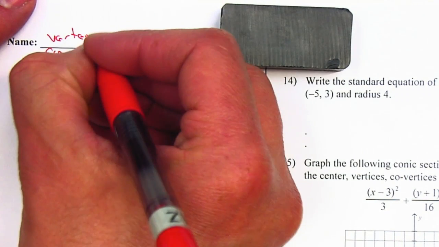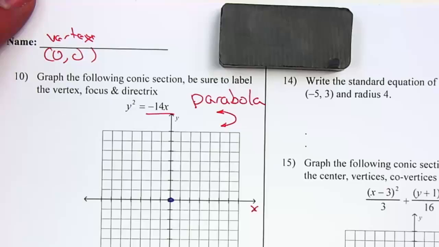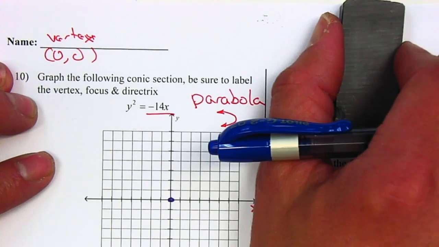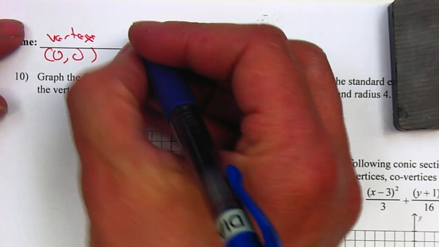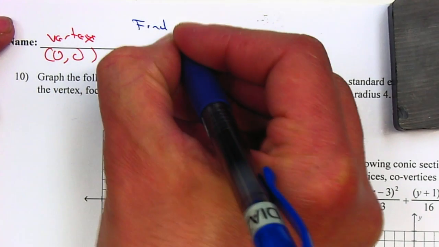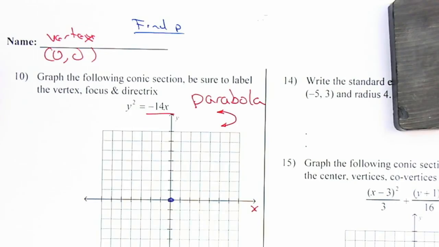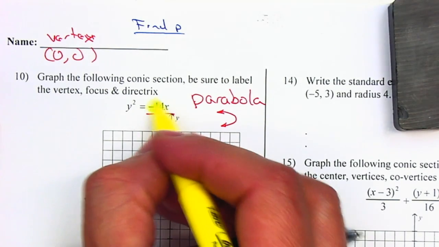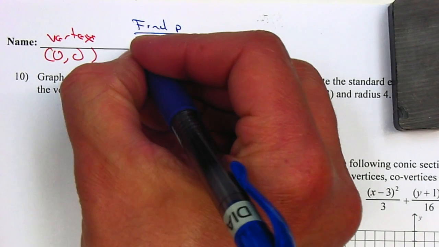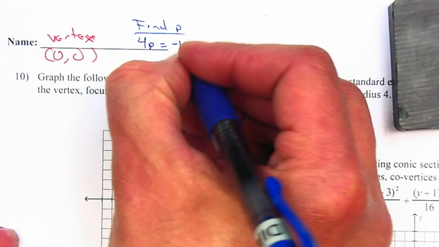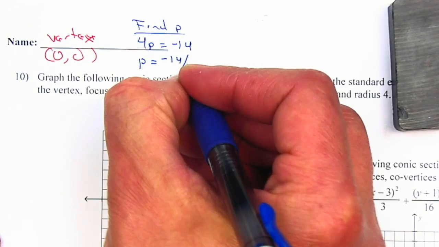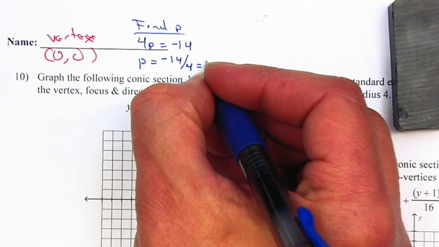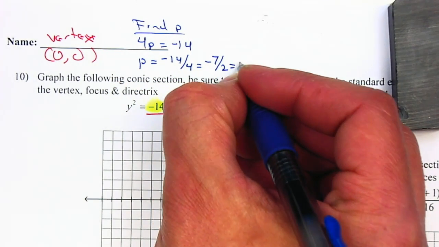Now I need to find the value of p, because p will tell me how far my focus is from my vertex. So I'm going to find p. Remember, you're always going to let 4p equal to this number, which is negative 14. So 4p is equal to negative 14. I'm going to divide by 4. p is equal to negative 14 over 4, which is negative 7/2, which is negative 3.5.